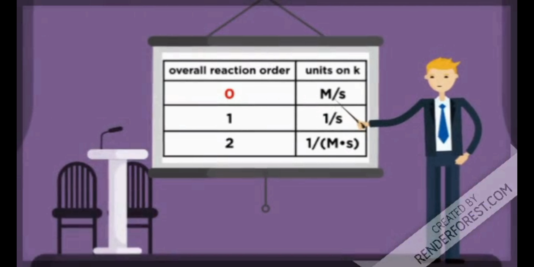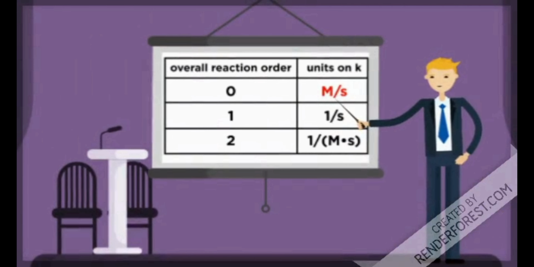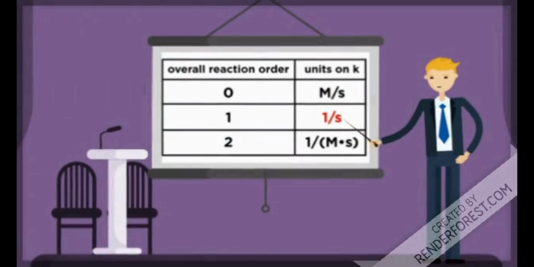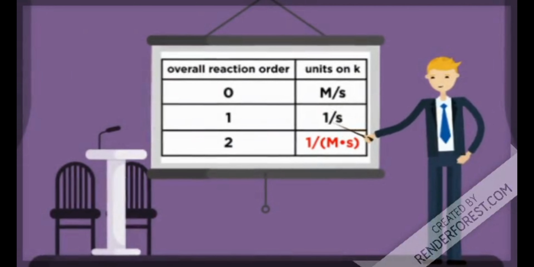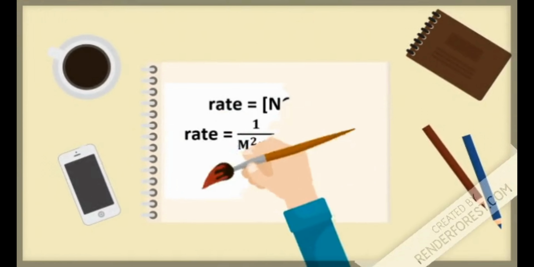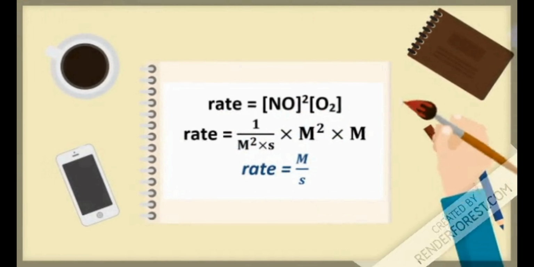For zero order, the units will be molarity per second since a zero order reaction doesn't depend on concentration. For first order, it's inverse seconds so that when combined with molarity, we get molarity per second. For second order, it is 1 over molarity times seconds so that when combined with molarity squared, we get molarity per second. Looking at the previous reaction, the units on k must be 1 over molar squared times seconds since there will be molar cubed in the numerator.